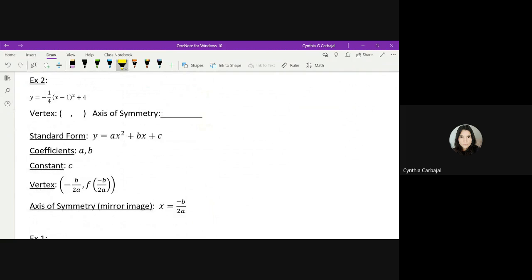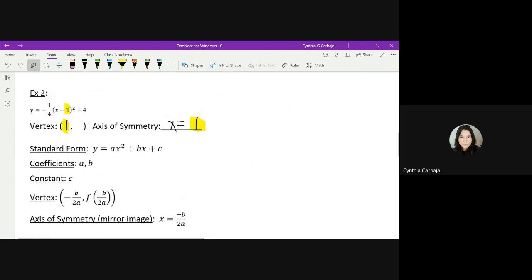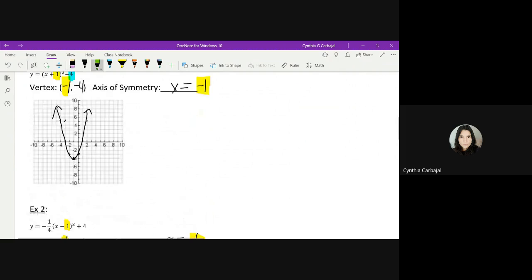So the vertex, again, comes from inside the x value of the vertex, which is also going to be our axis of symmetry. So it's going to be the opposite value. So that's a -1. So then our x value for the vertex is going to be a +1. And same thing for our axis of symmetry. Oh, over here, sorry guys, I forgot to write the axis of symmetry here. X equals -1. So the symmetry is right there.